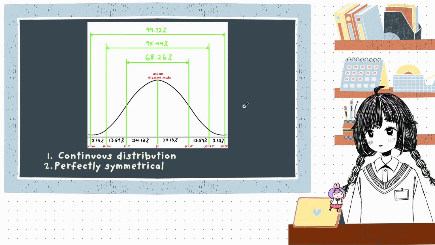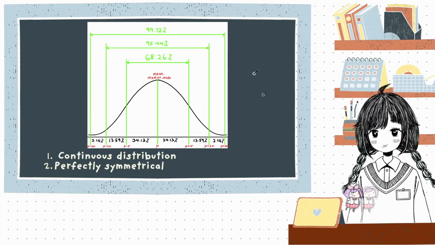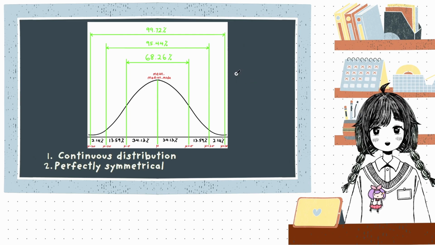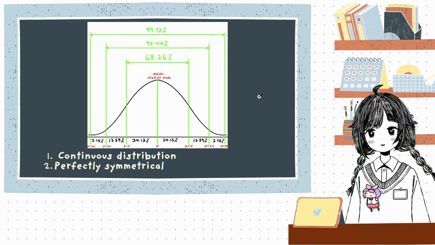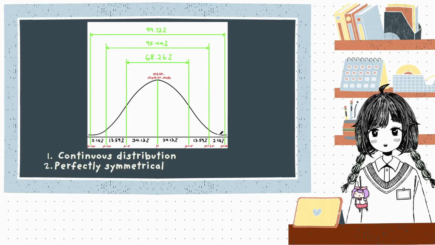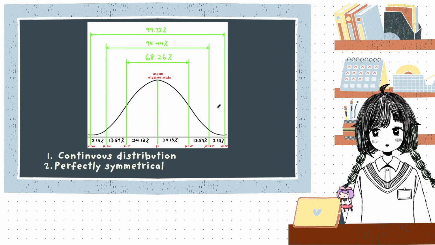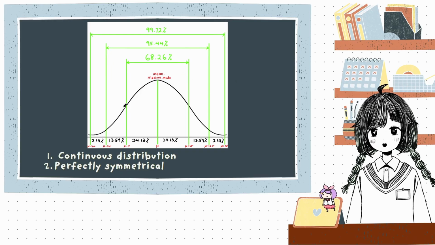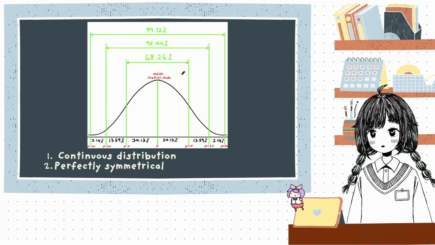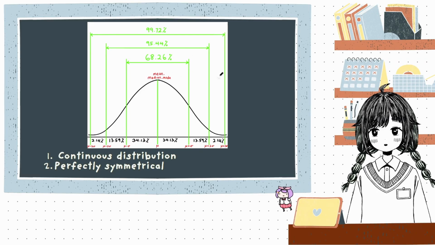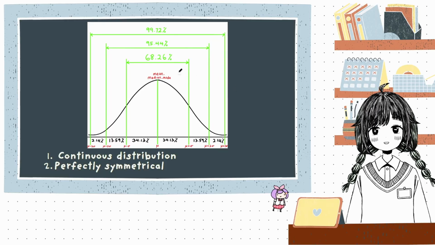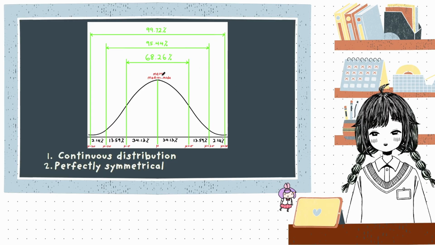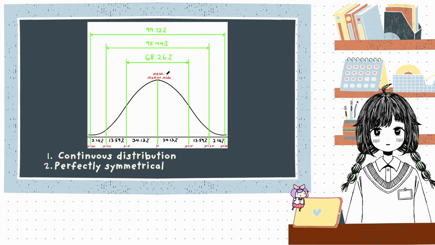But why these specific numbers? These percentages come from the mathematical properties of the normal distribution curve. When you calculate the area under the curve, which represents the proportion of data, you get about these percentages, as we've seen here. It gives you a quick way to understand the spread of data in a normal distribution without doing complex calculations. So in short, if you know the mean and standard deviation, you immediately know where most of your data falls.